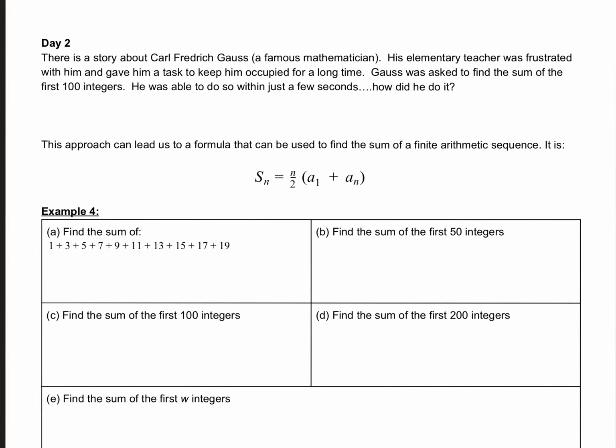And she told him, why don't you go add up all of the integers from 1 to 100? And he did it in just a few seconds. How do you think he did it? Take a second, pause the video, see if you can figure it out.